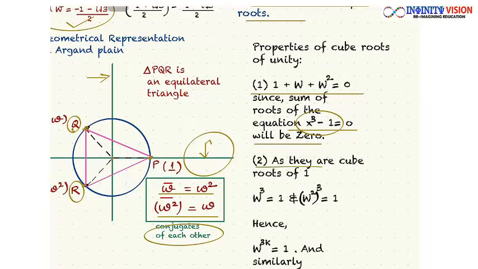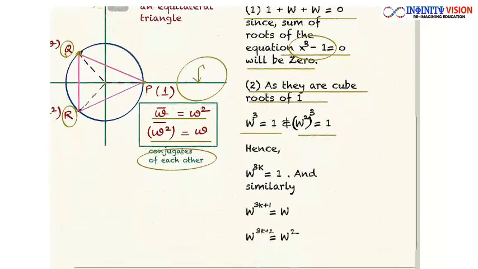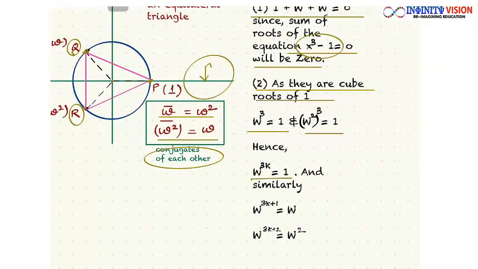And the second thing, as all three are the cube roots of 1, cubing them would always result in 1. So omega cube would be 1 and omega square to the power 3 would also be equal to 1. Hence omega to the power 3k would be equal to 1, and similarly omega to the power 3k plus 1 would qualify as omega, and omega to the power 3k plus 2 would qualify as omega square.